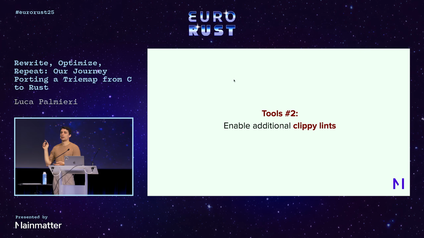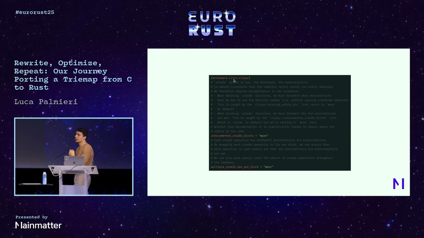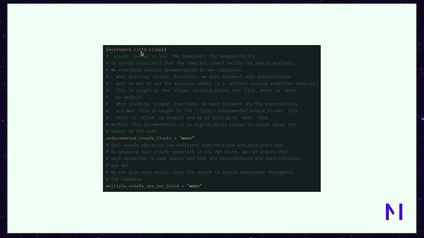Tool number two, Clippy. Everyone knows Clippy. It has a bunch of additional lints specifically for unsafe that are not enabled by default, but you probably should enable them. In particular, in this project, we use two: undocumented unsafe blocks and multiple unsafe operations per block. So what we want is every unsafe operation to be in its own unsafe block, and every unsafe block to have safety documentation. That makes it impossible to forget to write safety comments for a specific unsafe operation.